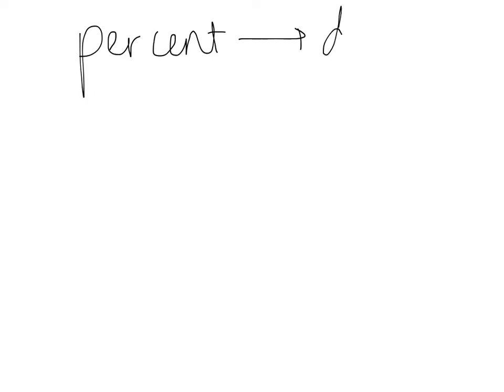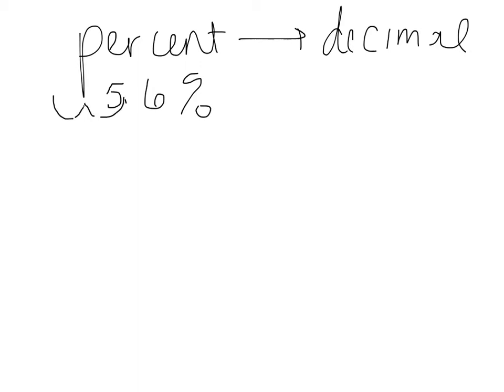Okay, now let's say we want to go from a percentage to a decimal. This is just we're gonna take the decimal back the other way. So if we have something like 5.6%, then to change it to a decimal, we're going to move 2 places to the left.